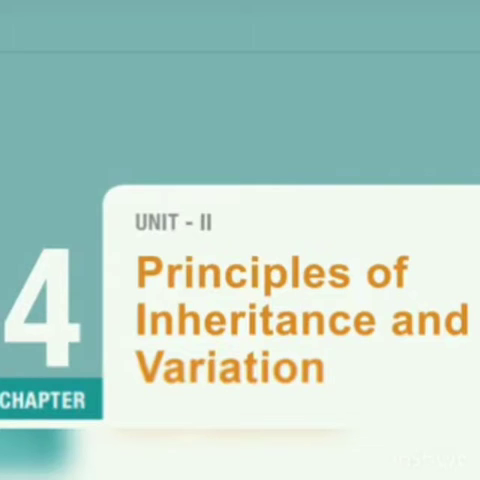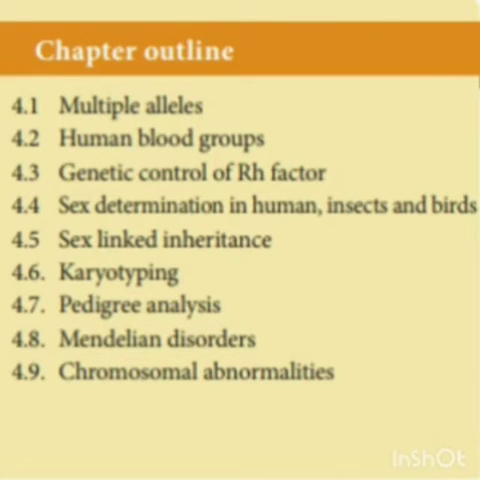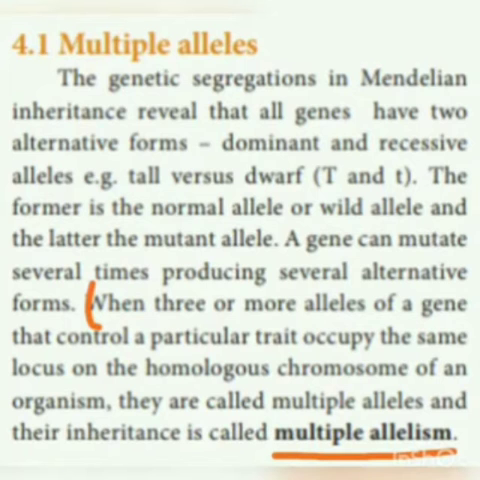First, we will see the fourth chapter, principles of inheritance and variation. What is meant by multiple allelism? On page number 47: when three or more alleles of a gene that control a particular trait occupy the same locus on the homologous chromosome of an organism, they are called multiple alleles, and the inheritance is called multiple allelism.